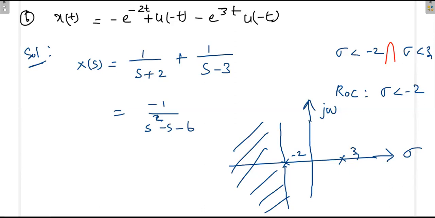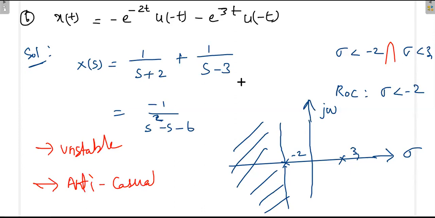Then sixth, when you put t is equal to minus infinity, the minus is already there, so this will become infinite. So this system is unstable. And what about the causality? This is defined for negative time, this is also defined for negative time. So this is anti-causal.